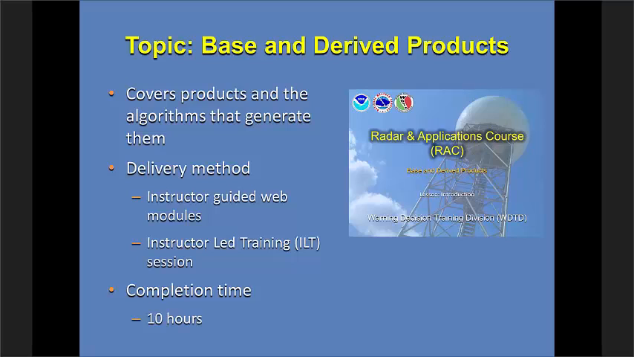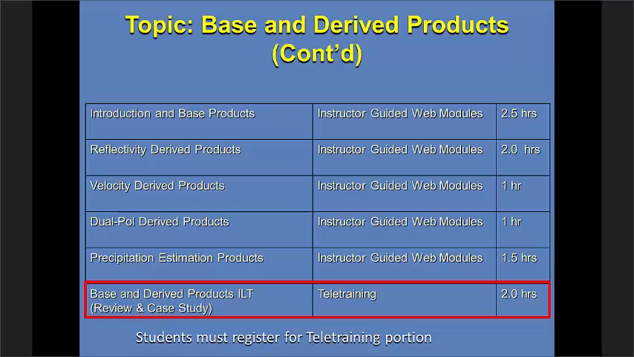Then comes base and derived products. Basically covers all the products and the algorithms that generate them. And believe me, there's a slew of them. There's lots and lots of products. Delivery method, instructor-guided web modules. And there's also an instructor-led training session, 2 hours long. Completion time is 10 hours for this. And here the lessons in this topic are organized into these sections. There's kind of the breakdown for you.